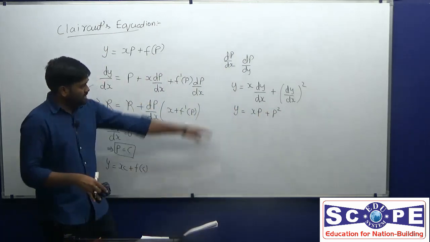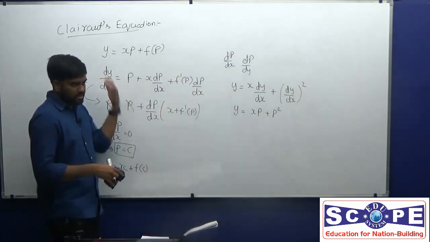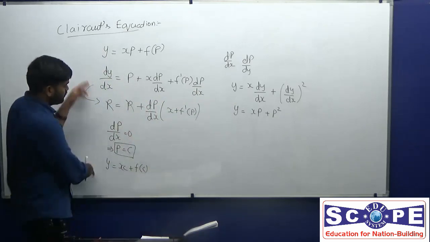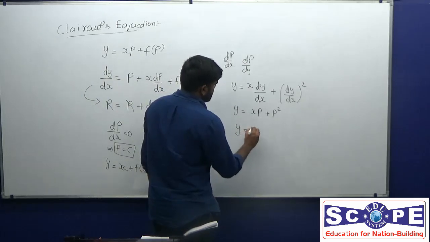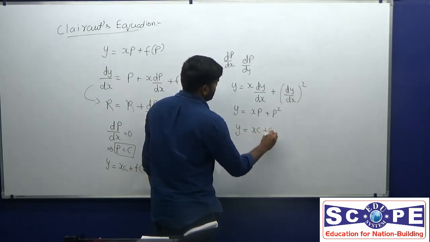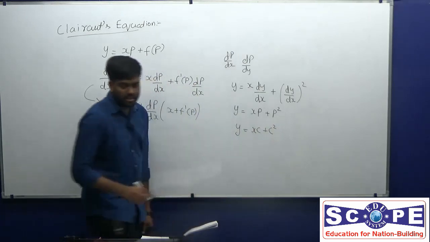If in exam only this simple type of questions are asked, then you prove this also. This would take 4 lines only, right? So you can simply substitute p as c. So the answer would be y equal to xc plus c square as general solution.